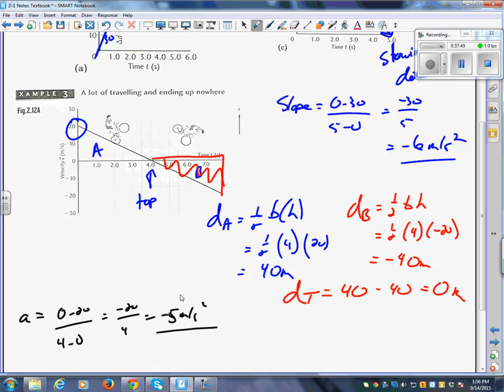The acceleration is the same, which tells us that the slope up the hill is the same as the slope down the hill. If I take a penny and I throw it up in the air, at what rate does it slow down on the way up? Minus 9.8. And at what rate does it speed up on the way down? Minus 9.8, both the same. The acceleration is constant. Same thing here.